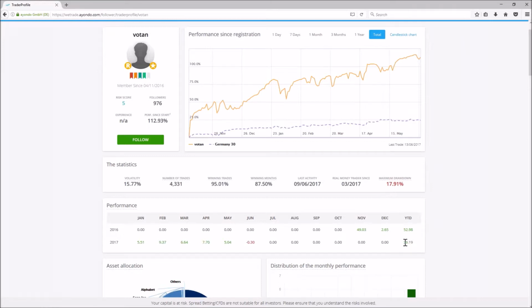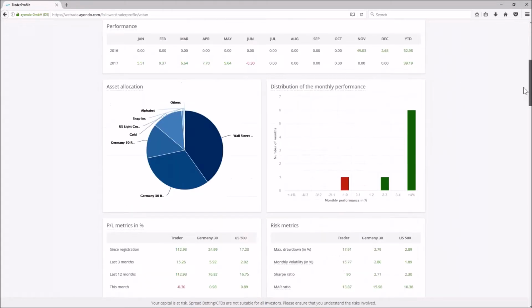So the year-to-date return is just over 39%. So we can see exactly how that's been achieved. The next bit of detail we have is what do they trade, and a common theme, not with everybody, but with lots of these top traders, is they stick to 1 or 2 markets.